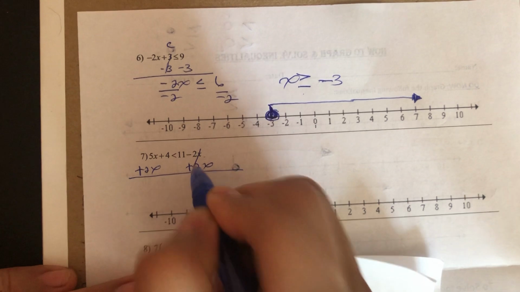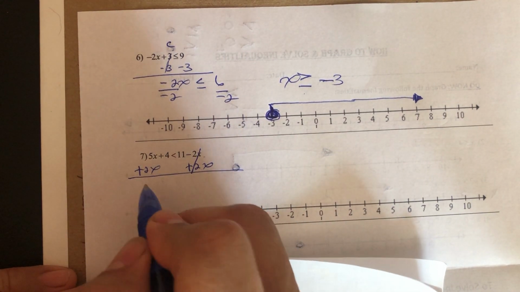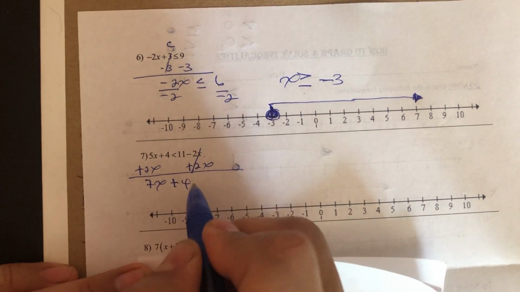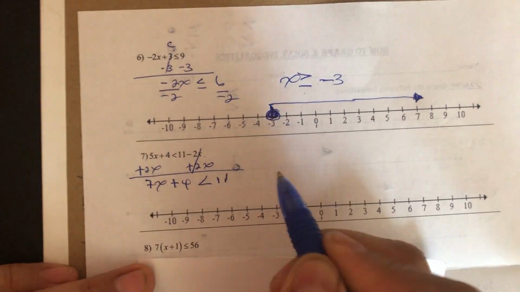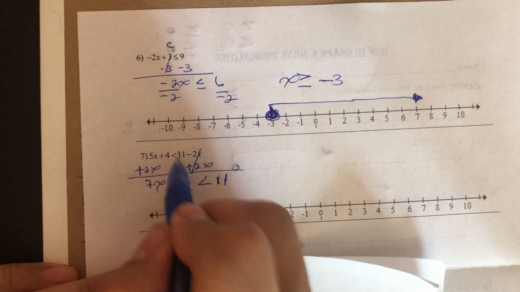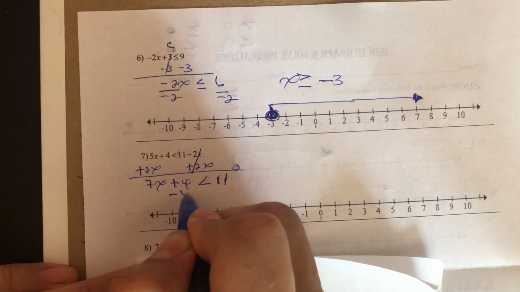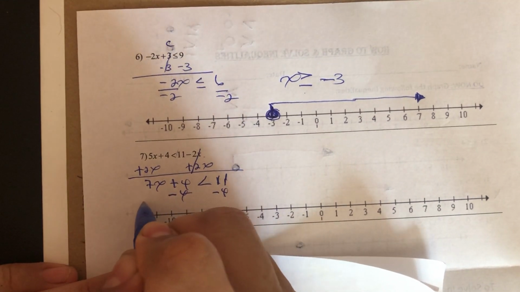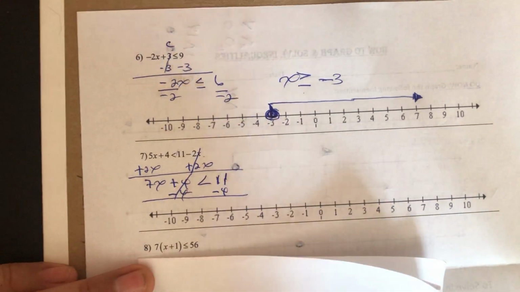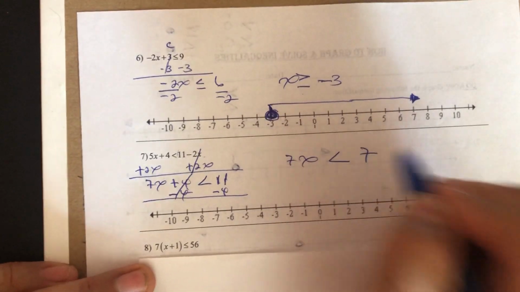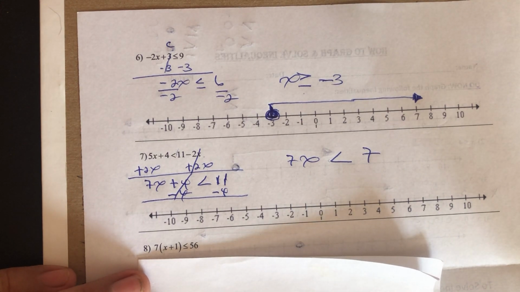So I cancel the x's here, and I have 6 plus 2. That will give me 7x. I'm going to bring down plus 4 less than 11. I know this is going to be an open circle because it doesn't have the equal sign. Now we have a two-step inequality. Minus 4, the constant goes out first, so I'm going to cancel out. I'm going to continue here, and I have 7x is less than 7 because 11 minus 4 is 7.